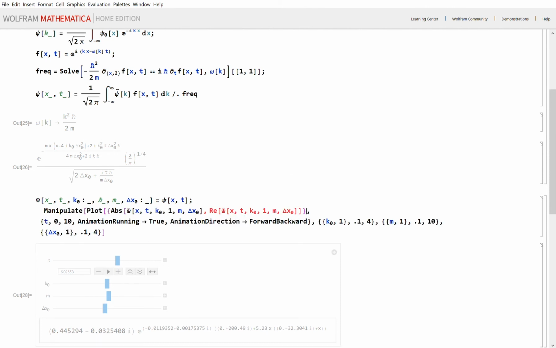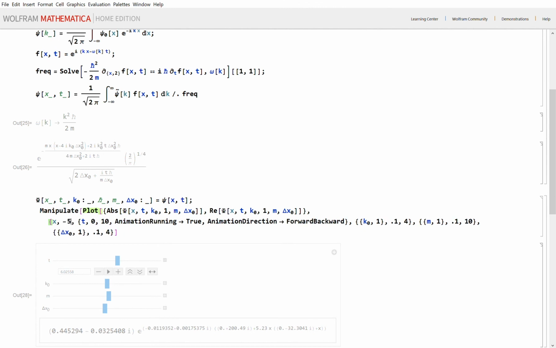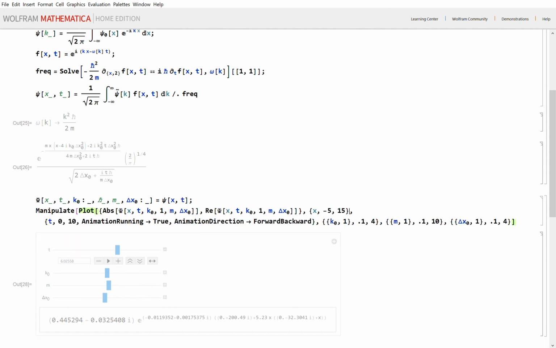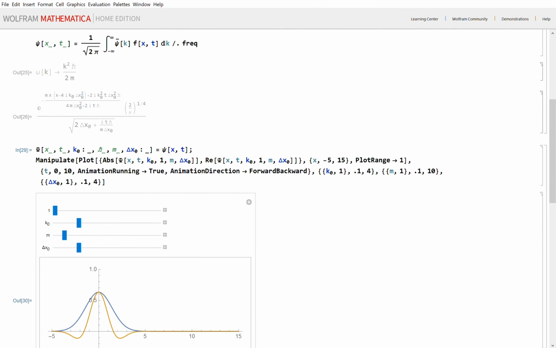Let's close it. What did I forget? I forgot to close that one. That's fine. Let's call x from -5 to 15. Then let's give a plot range, so basically the y values. Plot range from -1 to 1. And that should be it. Let's look. Yep, perfect.